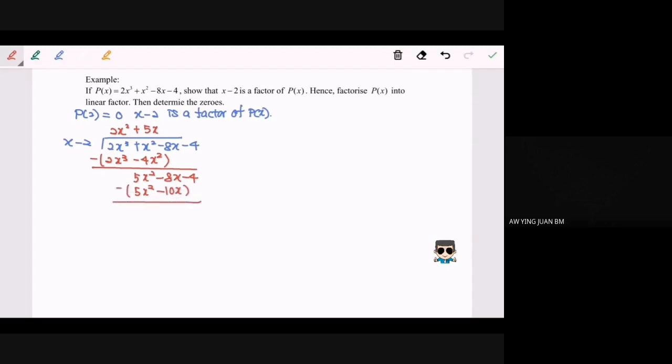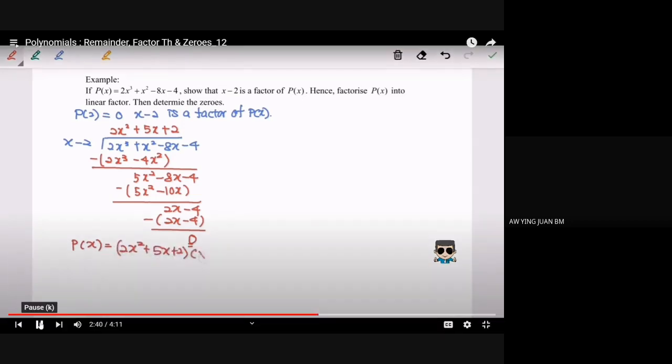Again, my product will be 2x minus 4. So the final step, I'm going to multiply with 2 so that my 2x can be cancelled. So 2x minus 4. Finally, my remainder will be equal to 0. So I'm going to express my answer, P(x) equals 2x squared plus 5x plus 2, times the existing factor, x minus 2.